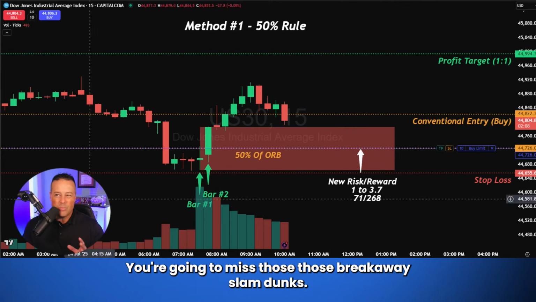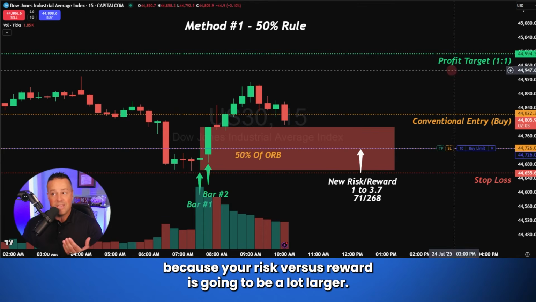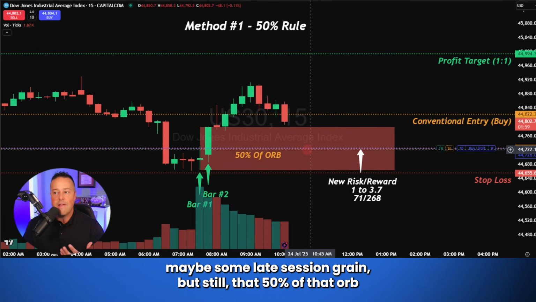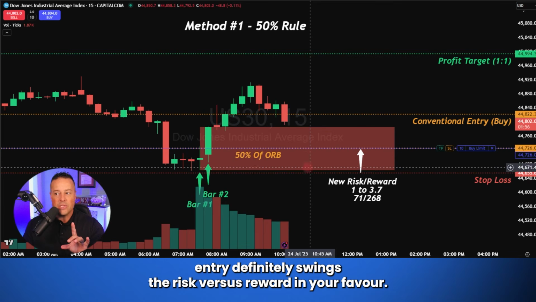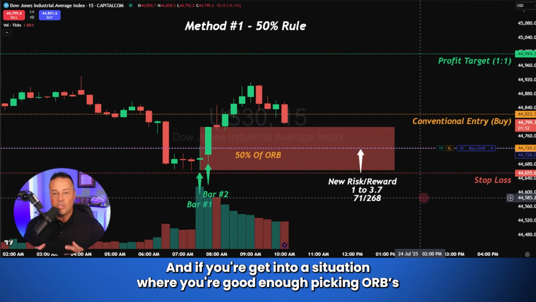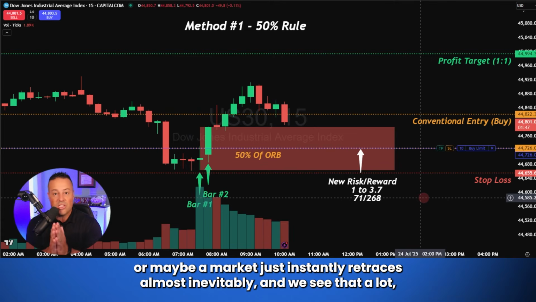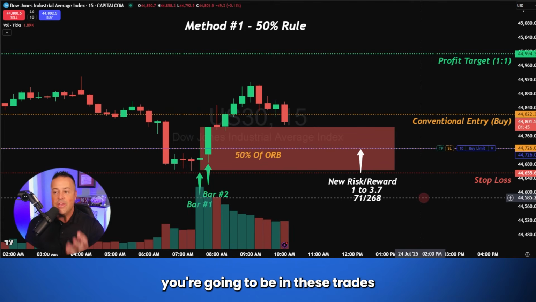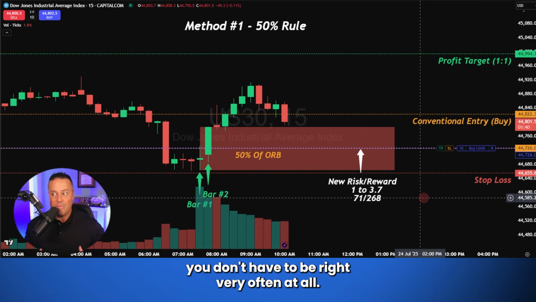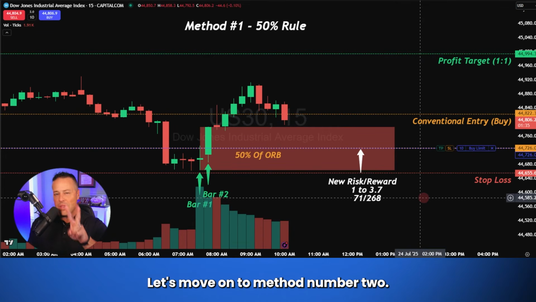You're going to miss those breakaway slam dunks. You're also going to jump on more losers because your risk versus reward is going to be a lot larger, and a lot of times you're going to be going against maybe some late session grain. But still, that 50% of the ORB entry definitely swings the risk versus reward in your favor. And if you're good enough picking ORBs, or maybe a market just instantly retraces, and we see that a lot, you're going to be in these trades quite often. With that kind of risk versus reward, you don't have to be right very often at all. So that's method number 1, the 50% rule. All right, let's move on to method number 2.